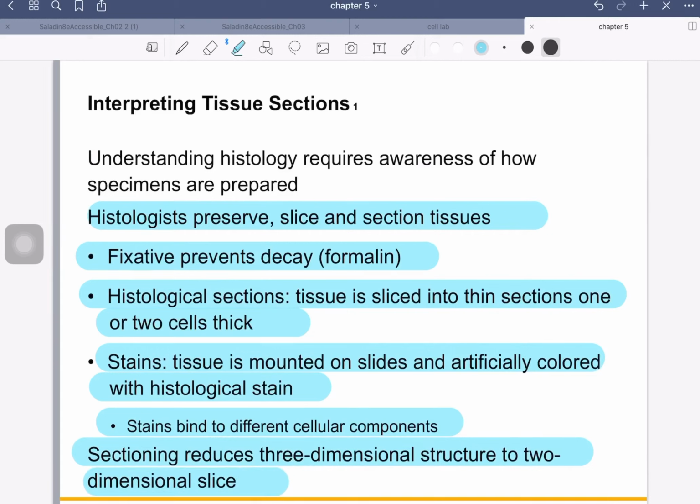Now, this processing sometimes, of course, can lead to artifacts. If a knife is dull, often you can actually see that the tissue looks almost like it's being chopped up. Or often if a stain gets old, there's barely any color in the tissue. So those are things we call artifacts.